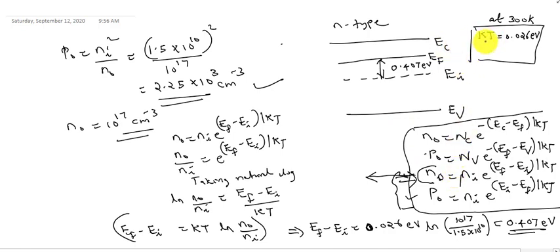Otherwise, for any other temperature you have to know the value of k. k is the Boltzmann constant, that is 8.62 into 10 raised to minus 5 electron volt per Kelvin. In joules it is 1.38 into 10 raised to minus 23 joules per Kelvin. So better remember the value at 300 Kelvin, which is 0.026 electron volt. On substituting, we get the value of Ef minus Ei, and that should be marked in the band diagram. This is how we analyze the problems relating to equilibrium electron and hole concentration. Thank you.